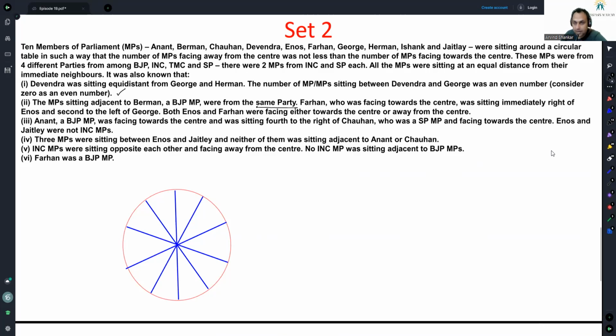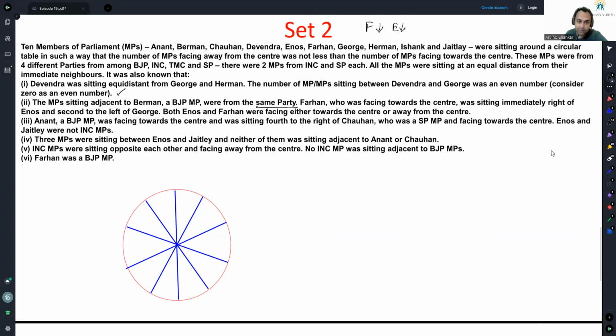Okay. Farhan, who was facing towards the center, was sitting immediately right of Enos and second to the left of George. Both Enos and Farhan were either facing towards the center or away from the center. I've already been told Farhan is facing towards the center, so Enos is also facing towards the center. But I can't really place Enos and Farhan anywhere right now. Okay, I will see.